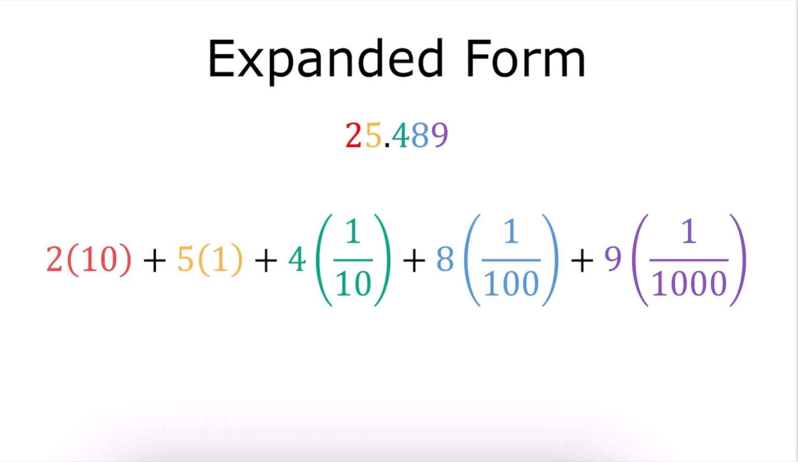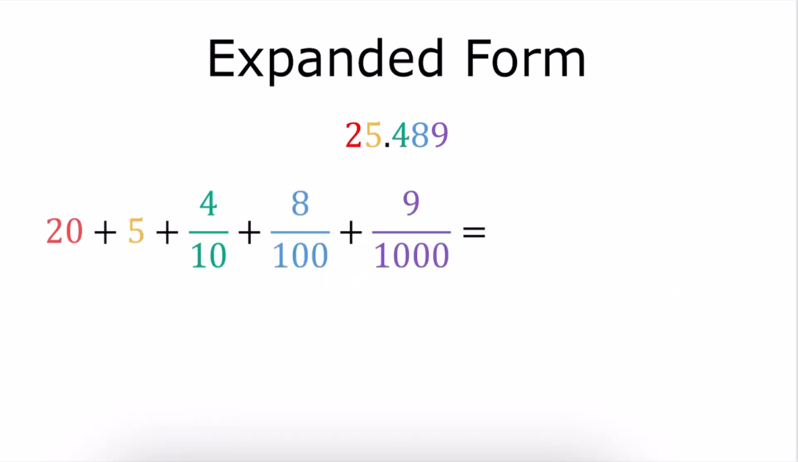25.489 in expanded form, you would do 2 times 10, because the 2 is in the tens place, plus 5 times 1, plus 4 times a tenth, plus 8 times a hundredth, plus 9 times a thousandth. So this is one way to write expanded form. You can also simplify the multiplication and write this as 20 plus 5 plus 4 tenths plus 8 hundredths plus 9 thousandths. That's also considered expanded form.